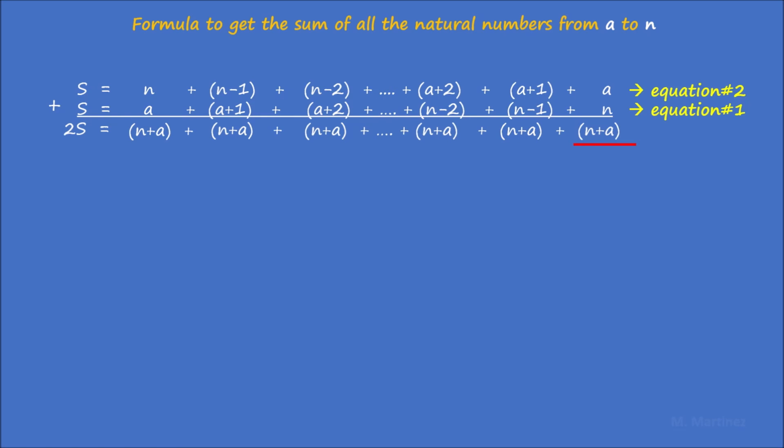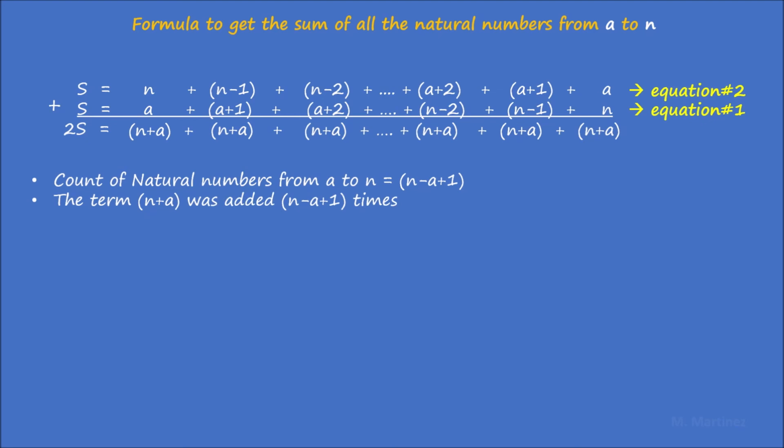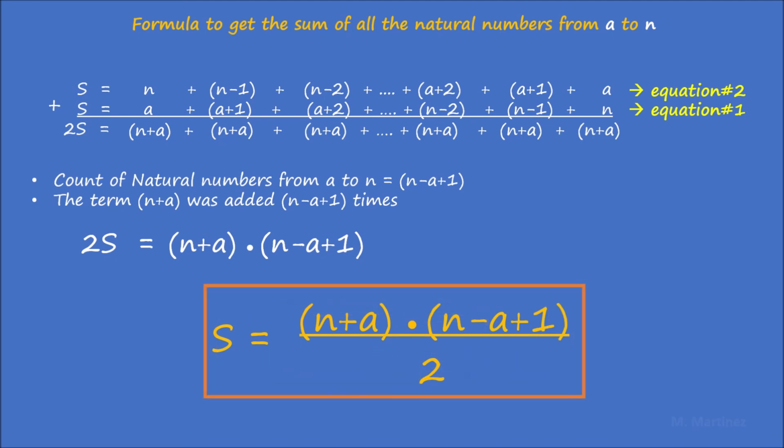If we count the term N plus A in this equation, it is equivalent to the count of the natural numbers from A to N. The count of natural numbers from A to N is equivalent to N minus A plus 1. Therefore, we can say that the term N plus A was added N minus A plus 1 times. Simplifying the equation, we can say that 2s is equal to the term N plus A multiplied by N minus A plus 1. Solving for s, we will divide both sides of the equation by 2. Therefore, s is equal to the quantity N plus A multiplied by N minus A plus 1, all over 2.